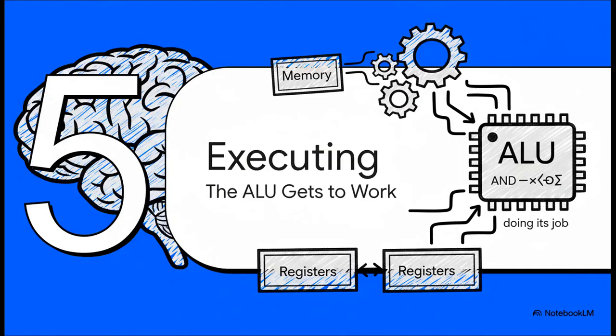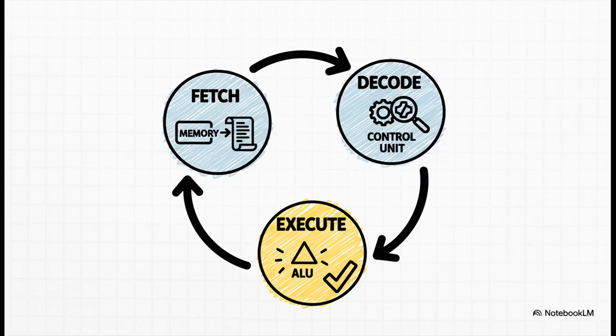Okay, so let's just quickly recap where we are. Our instruction has been grabbed from memory, the control unit has figured out what it means, and the data it needs is waiting in the registers. Now it is finally time for the ALU to do its thing. What we've just described is the fundamental rhythm of every computer. It's called the instruction cycle. Fetch the instruction from memory, decode it in the control unit, execute it in the ALU. That simple little three-step dance is the basis for everything, and it happens at a completely mind-boggling speed.